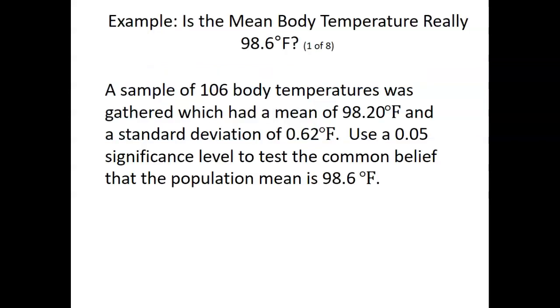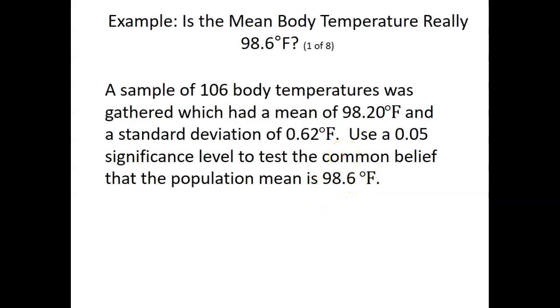Okay, here's one that I want us to go through. If you feel comfortable and want to try it yourself, then certainly do that. If you don't, then just keep going with the video and listen to what we're going to do. Here we have a sample of 106 body temperatures which had a mean of 98.2 degrees Fahrenheit and a standard deviation of 0.62 degrees Fahrenheit. Use a 0.05 significance level to test the common belief that the population mean is 98.6 degrees Fahrenheit.